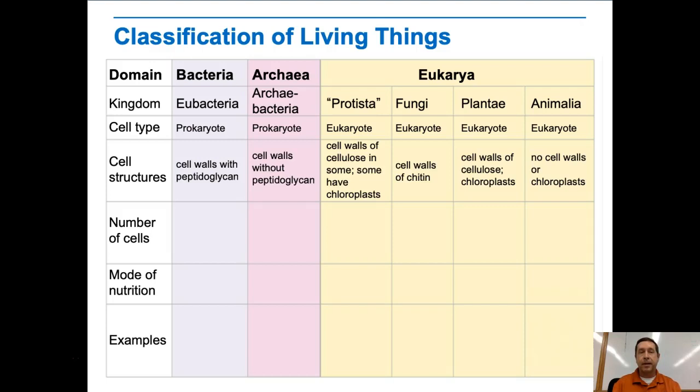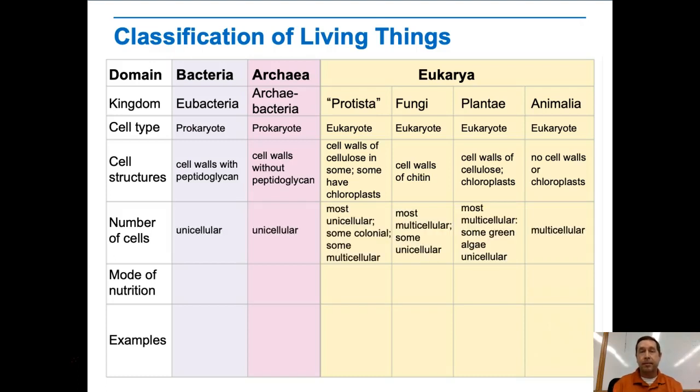With cell structure, bacteria and archaea have cell walls, but they're made up of different substances. Protists, some have cell walls, some don't. Some have chloroplasts, some don't. With fungi, they have cell walls made of chitin. Plants have cell walls made of cellulose, and they also have chloroplasts. Animals don't have cell walls. They don't have chloroplasts. As far as the number of cells, the bacteria and archaea are all unicellular. The protists, most of them are unicellular, but there are some colonial protists and some that are multicellular, like slime molds and giant kelp. With fungi, most of them are multicellular, with a few unicellular ones like yeast.